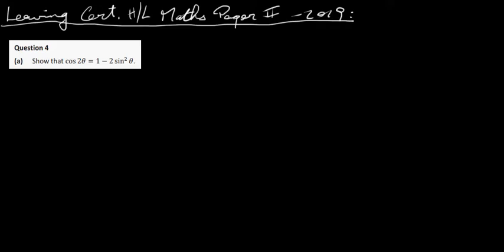Right, so in this video I'm going to have a look at the Leaving Certificate Higher Level Maths Paper 2 for 2019, question 4. So what we've got to do here first is just show that cos 2 theta is equal to 1 minus 2 sine squared theta.